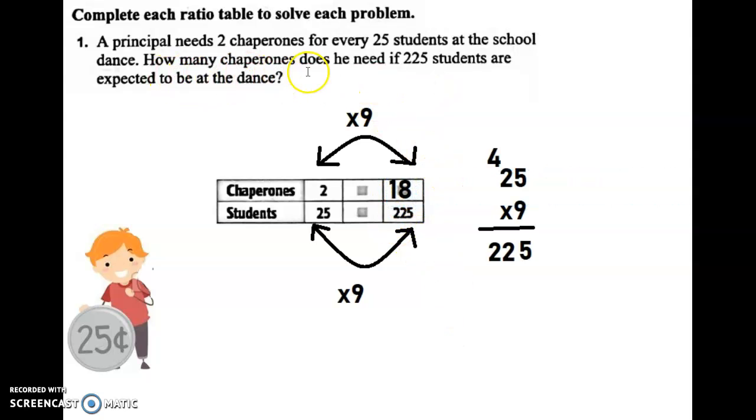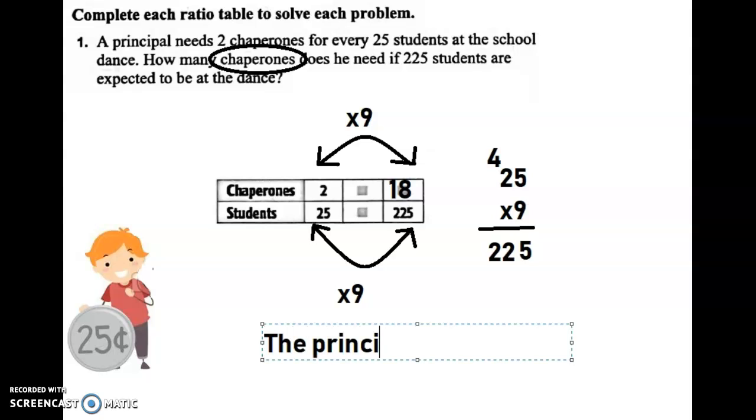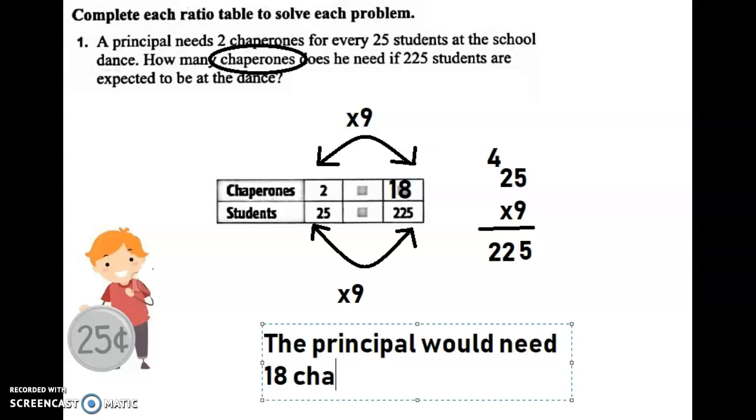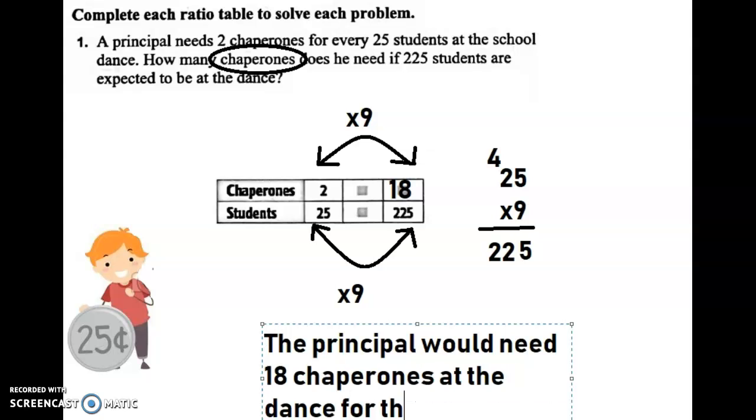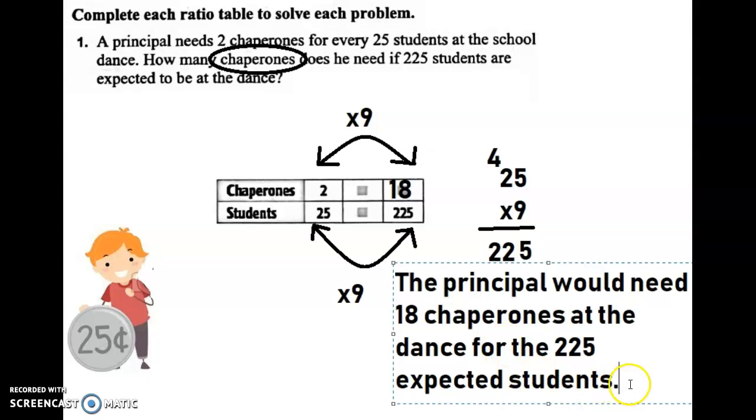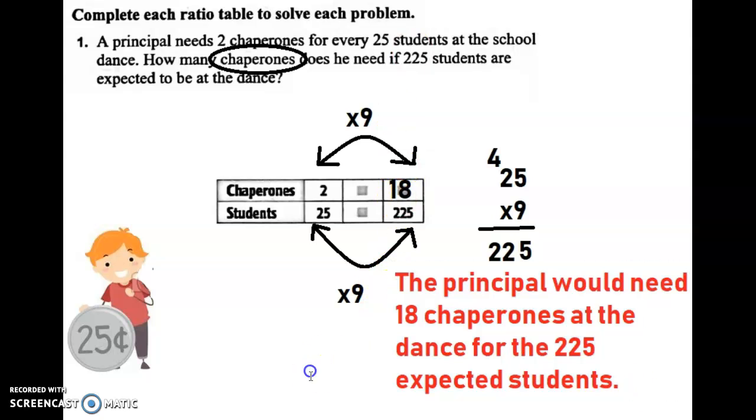So the question was, how many chaperones does it take if there's going to be 225 students? Well, that means I'm going to need 18 chaperones. So I would write: the principal would need 18 chaperones at the dance for the 225 expected students. Something along those lines. That's how you write your answer. And that's how we get number 1.